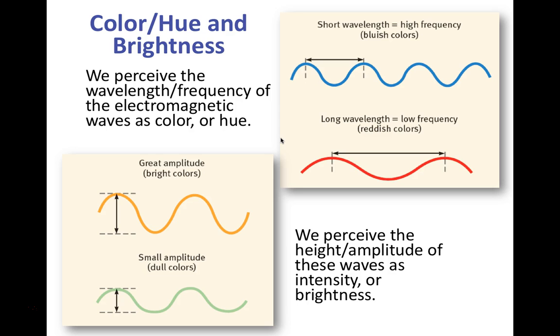Now, in terms of the intensity or brightness of the color, wavelengths that have greater amplitude, a bigger wave, if you will, not in terms of length, but in terms of height, that would be associated with bright colors. Smaller amplitude would be associated with duller colors.